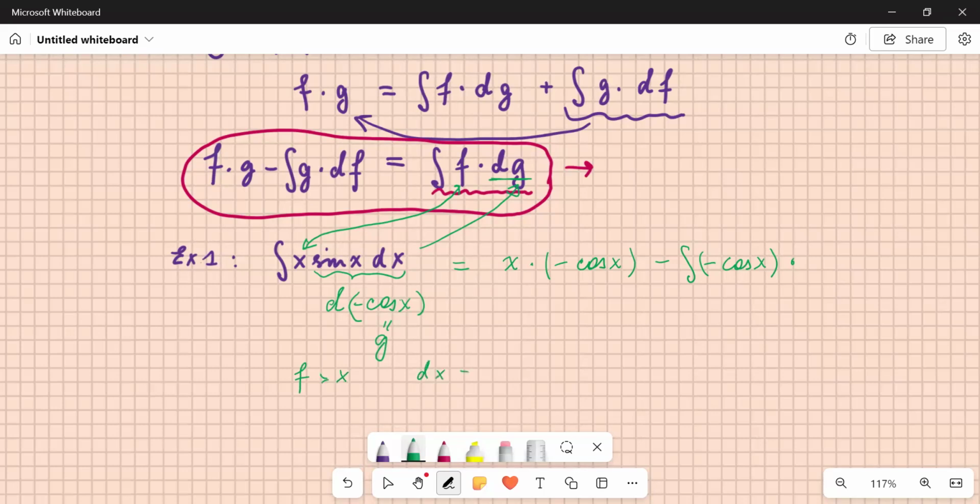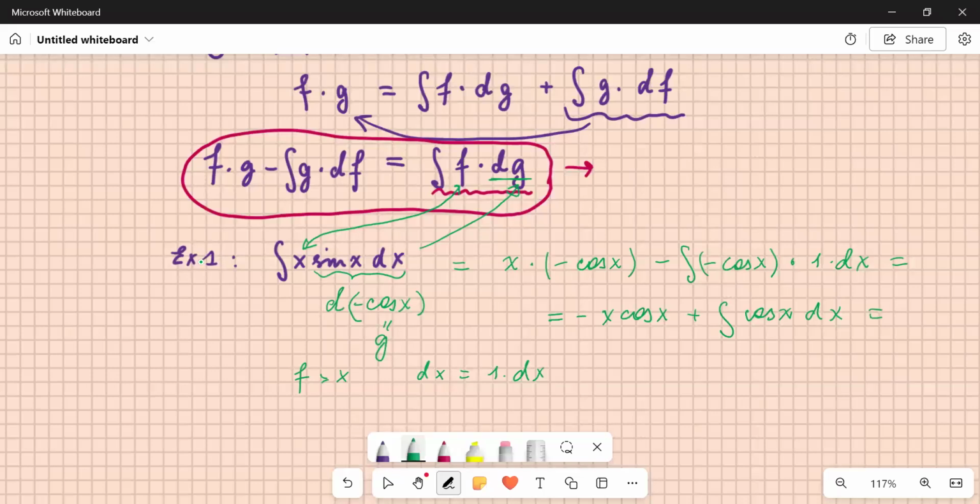My df is going to be what? Derivative of x, which is 1 by dx. Well, I'm going to just copy it, but you really don't need to copy 1. And if you continue simplifying this expression, you are going to see that we have minus x cosine of x, right? Here, two minuses are going to give you plus, and under the integral, you don't have a product of power function and trigonometry anymore. You just have a plain cosine.